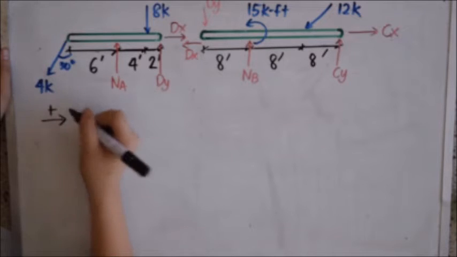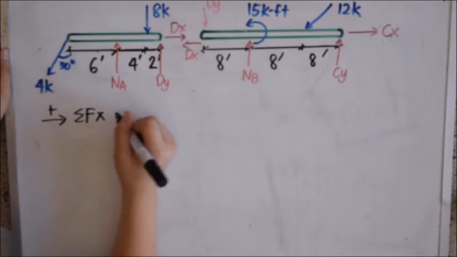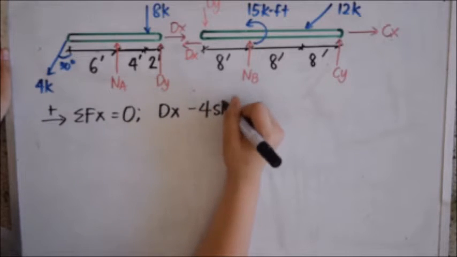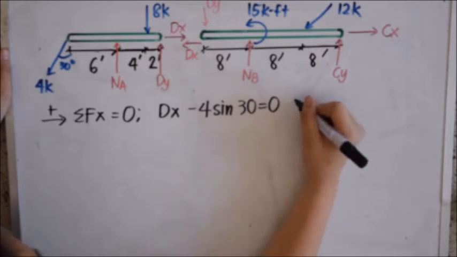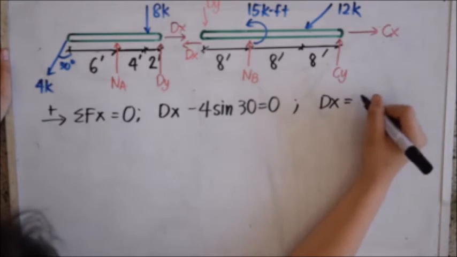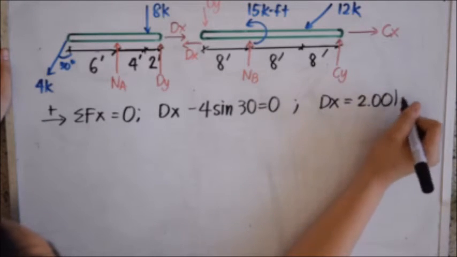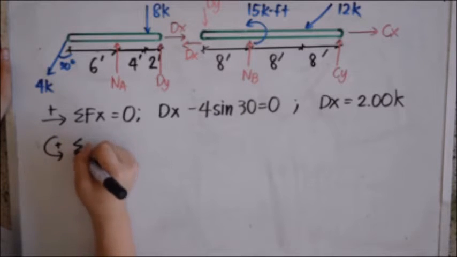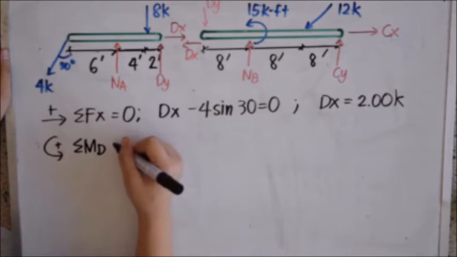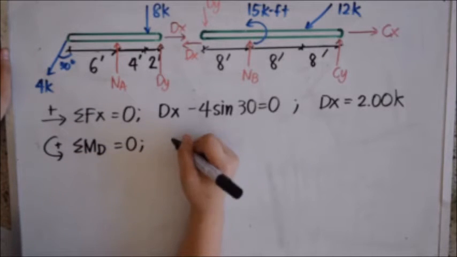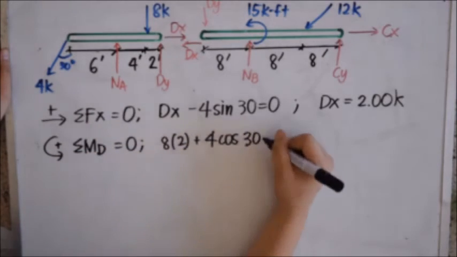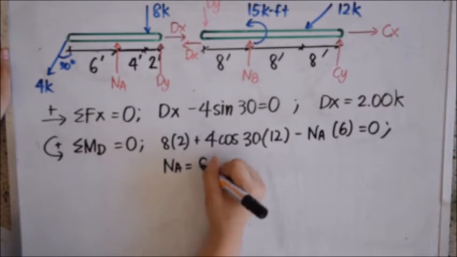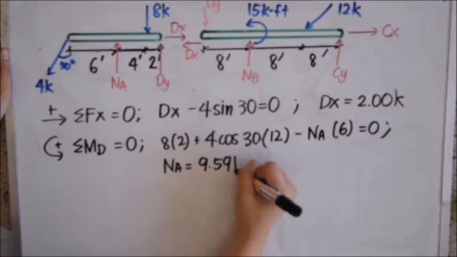So, yung magiging equation mo dun is summation f of x is equals to 0. Dx minus 4 sine 30 degrees is equals to 0. So, ang Dx natin is equals to 2 kips. Then, mag-moment ka sa D para makuha yung reaction sa A. So, summation moment at D is equals to 0. 8 times 2 plus 4 cosine 30 times 12 minus NA times 6 is equals to 0. So, ang NA natin is 9.59 kips.